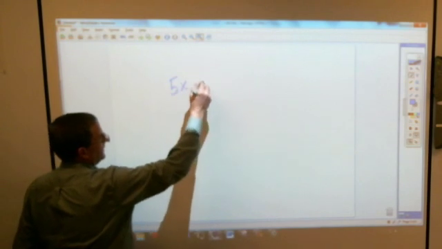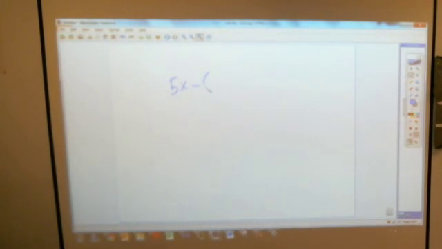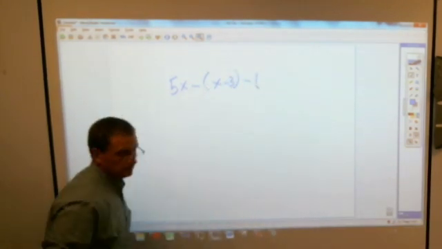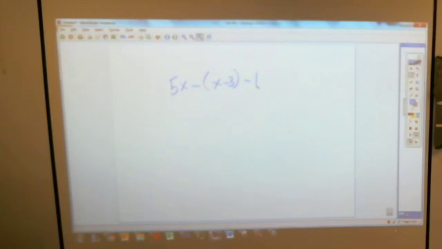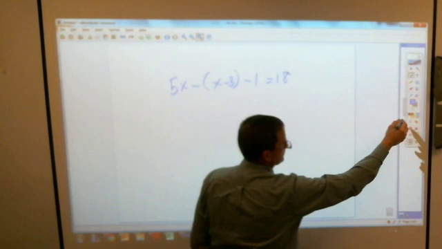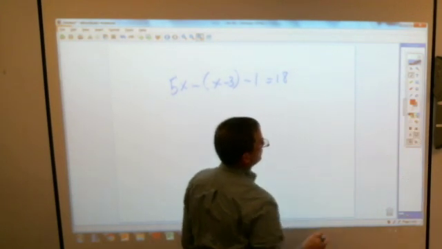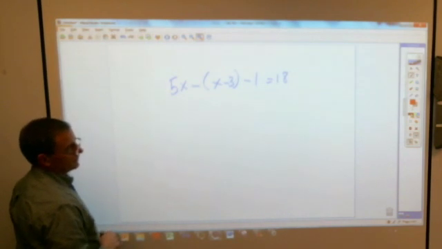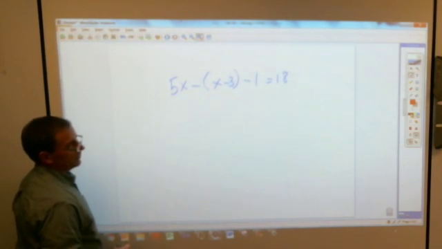Who said no? Let's go right for the juggler. How about this one? 5x minus, in parentheses, x minus 3, minus 1 equals 18. And this is virtually the same thing. You just got some other simplification stuff to go here. This is where people usually go wrong.